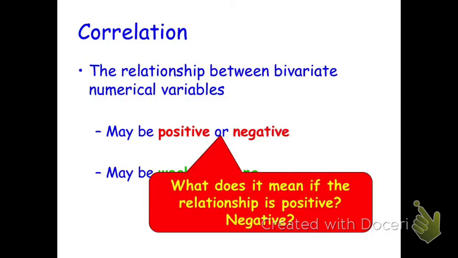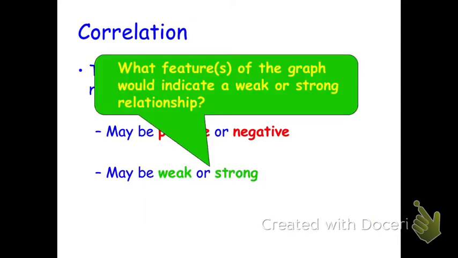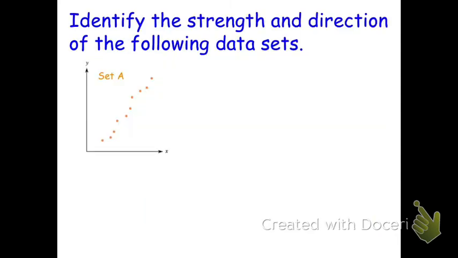There will be conceptual questions. You know how we had to decide whether something was right skewed, left skewed, or symmetrical? There will be scenarios in which you have to decide whether it is a positive or negative correlation. I think these are a little bit easier though. Okay, identify strength and direction.